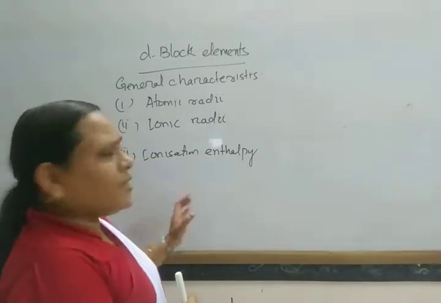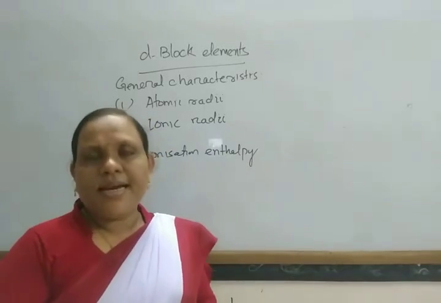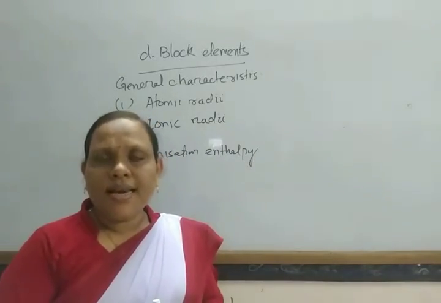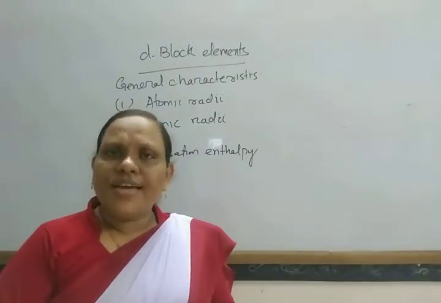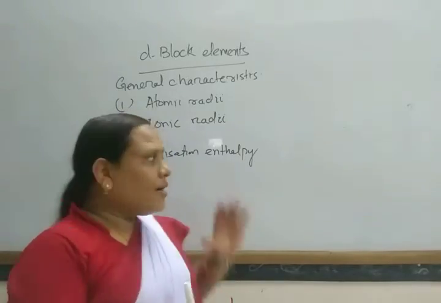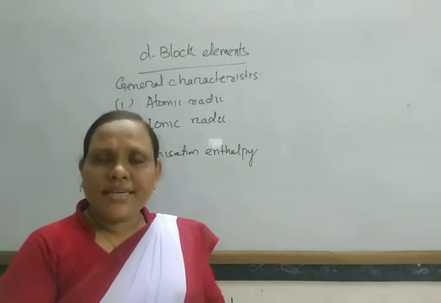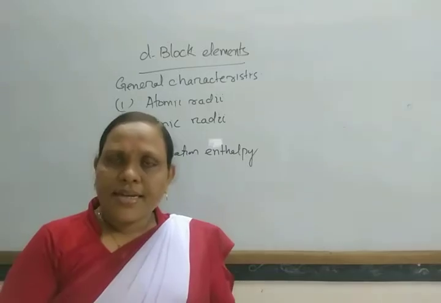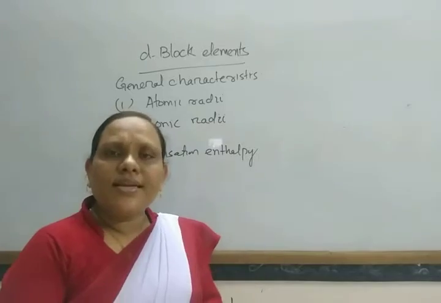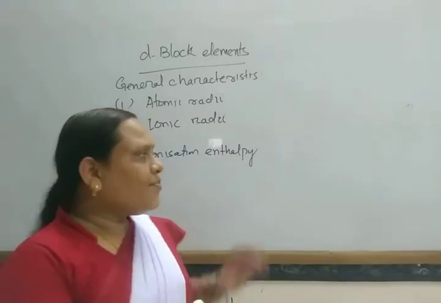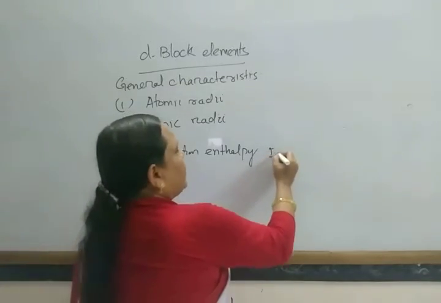But when we move along the period, that is from scandium to zinc, generally the ionization potential increases. The increase is very small, and it is not regular. In some cases it increases more and in some cases it increases less. But generally, as we move in a series from left to right, the ionization potential increases.